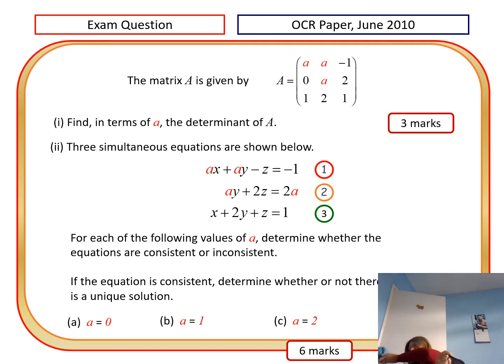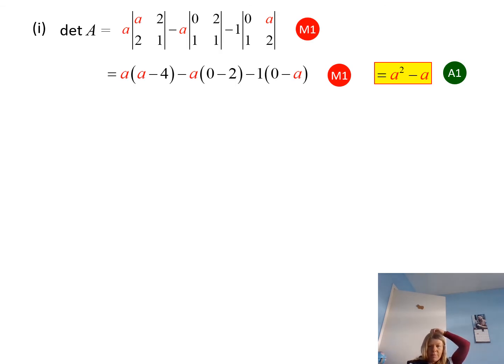Right, okay, hopefully you've unpaused. And here come the answers. Answer to part A, the determinant. If you work that one out, I've expanded it from the top row. You get a squared minus a. If you expand it with any other row, you get the same thing.